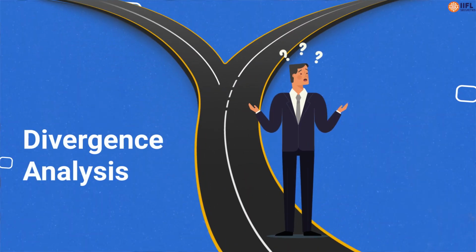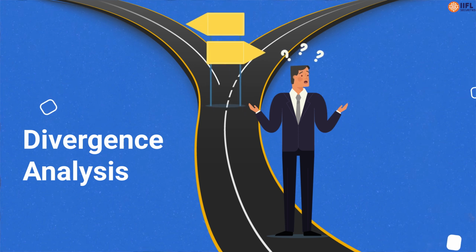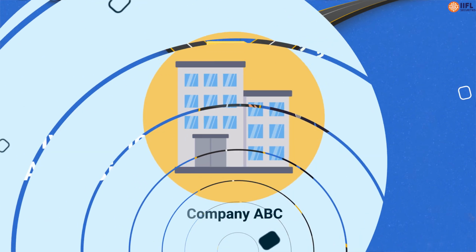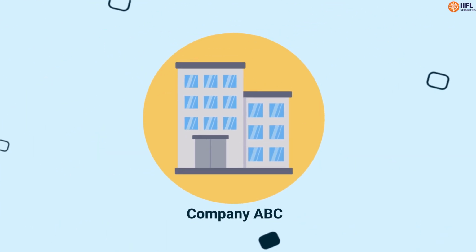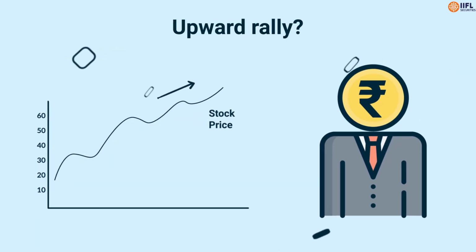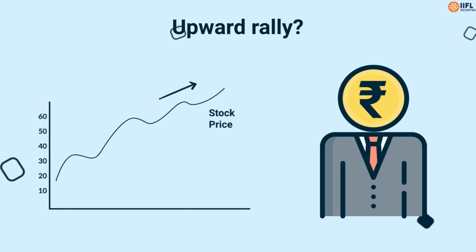Dear investors, today we will break down a common technique of technical analysis called divergence analysis. Divergence analysis helps you make sense of charts where the price and an indicator are telling you different things. Let's take an example of company ABC, whose price is reaching new highs. This can be a signal that the price is on an upward rally.